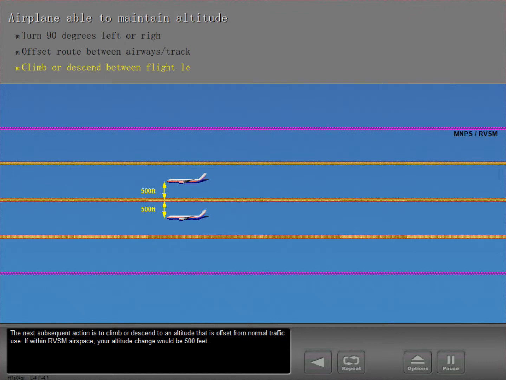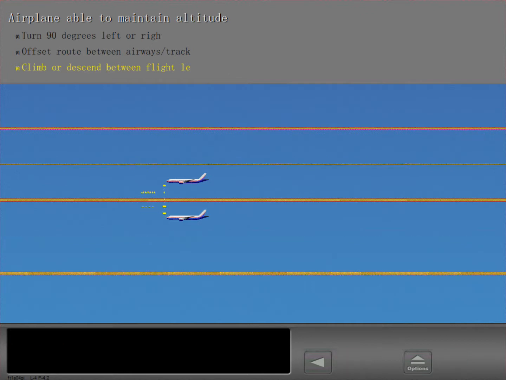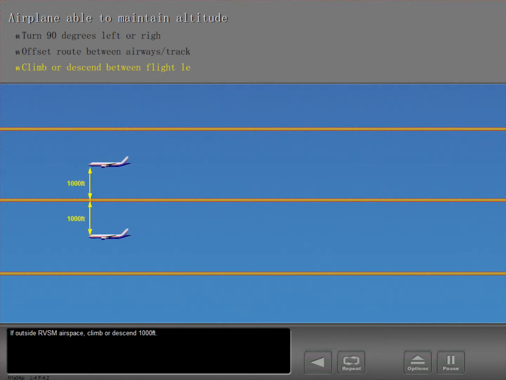The next subsequent action is to climb or descend to an altitude that is offset from normal traffic use. If within RVSM airspace, your altitude change would be 500 feet. If outside RVSM airspace, climb or descend 1,000 feet.